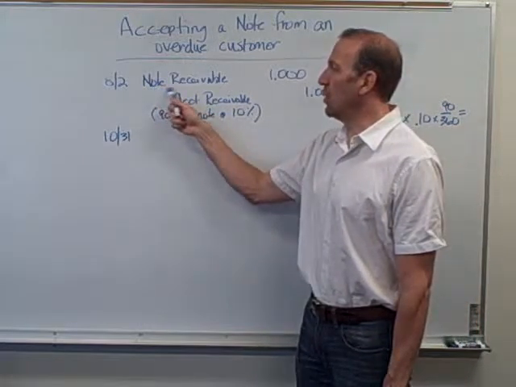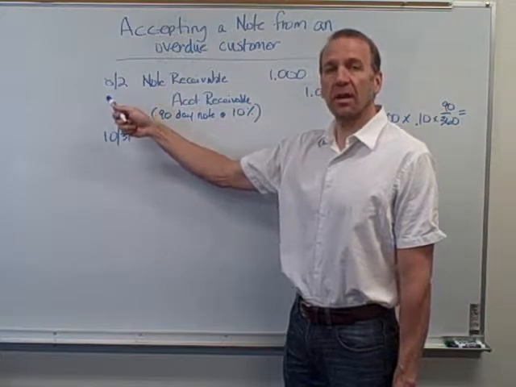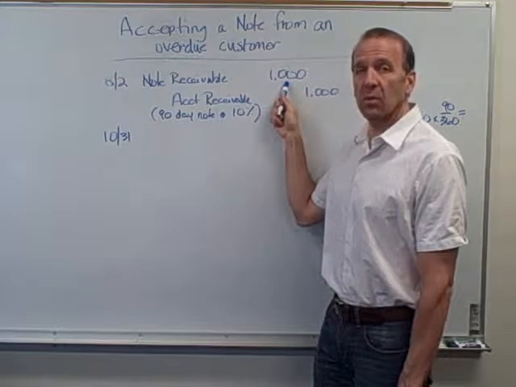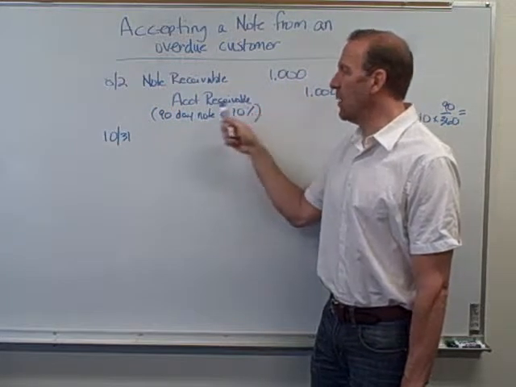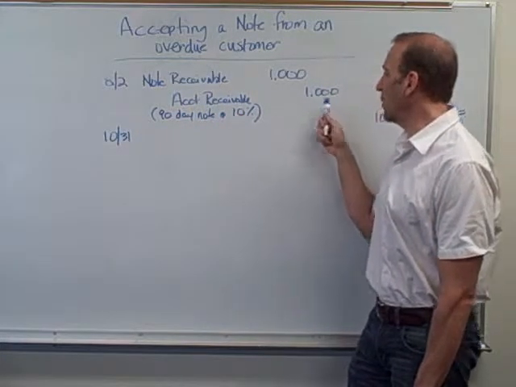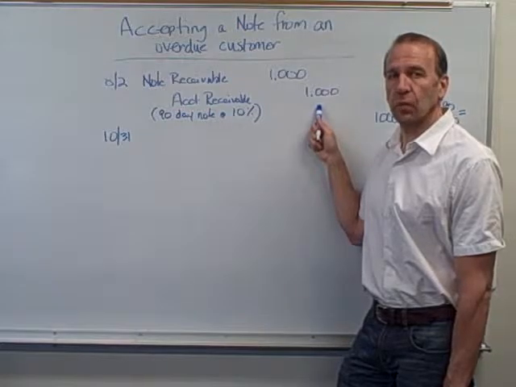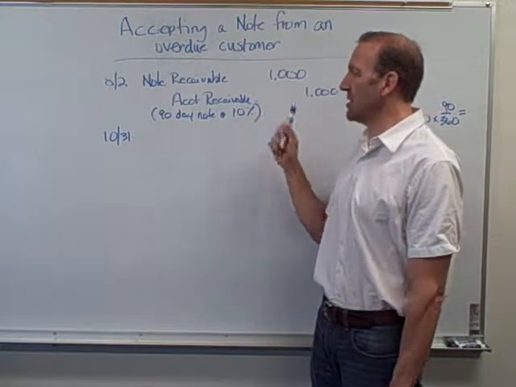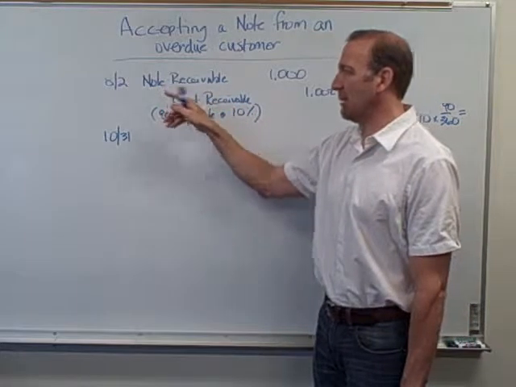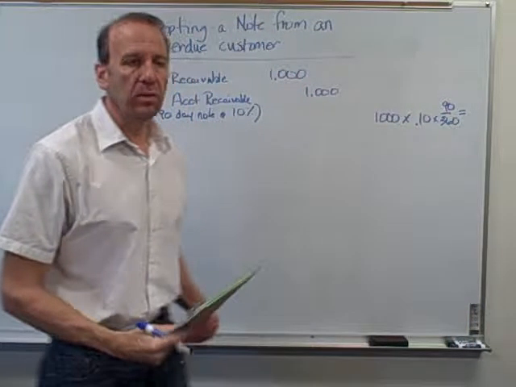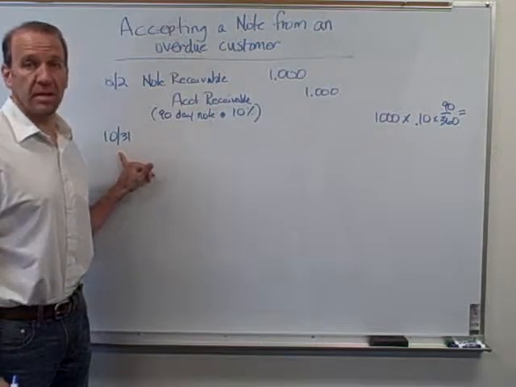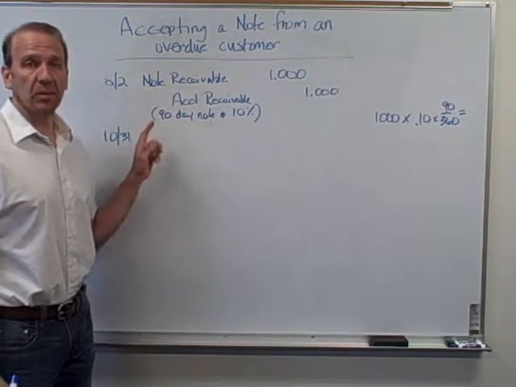We're going to debit note receivable, and I'm saying this is taking place on August 2nd. We're going to debit the note receivable, that's an asset, which will increase it to 1,000. And then we're going to eliminate the account receivable. So we'll credit the account receivable $1,000. Okay? So this is the transaction that we'll do to eliminate the account receivable off the books and to establish the note receivable.